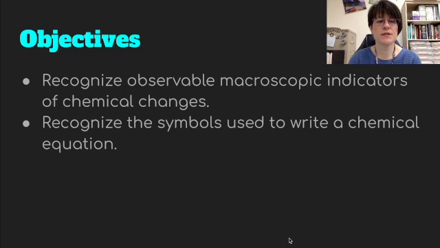Today we're starting a new chapter, so we're starting with section 10.1a on reactions and chemical equations. Our objectives for today's video will be to recognize observable macroscopic indicators of chemical changes and recognize the symbols used to write a chemical equation.